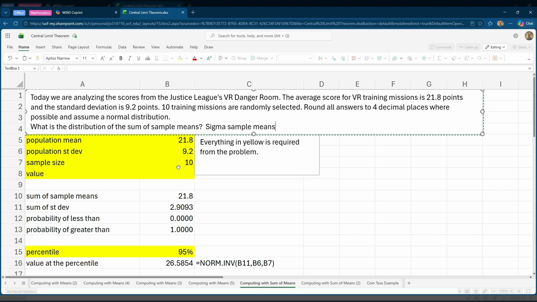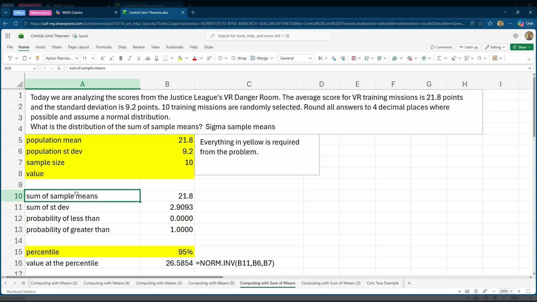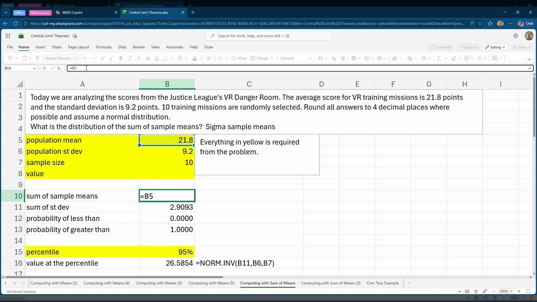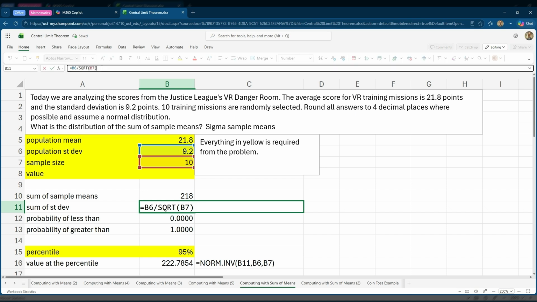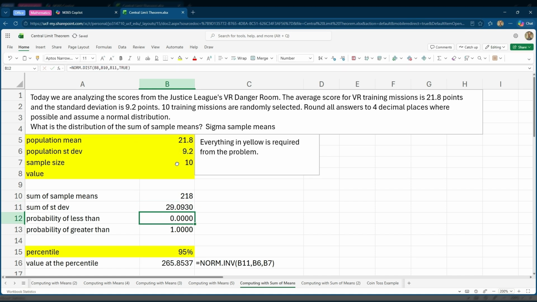What happens is the sum of the sample means that I'm not going to have one 21.8, but I'm going to have the sample size number of that 21 of 28. And so what I got to do is I actually have to multiply by the sample size. I have to do that as well for the standard deviation. Luckily, those are the only two changes that you have to make for the sum of means, which is super nice.